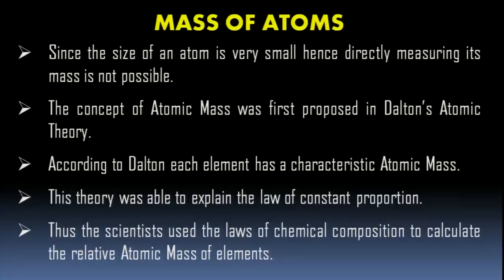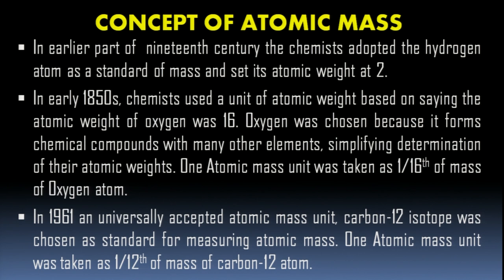Mass of atoms. Since the size of atom is very small, directly measuring its mass is not possible. The concept of atomic mass was first proposed in Dalton's atomic theory. According to Dalton, each element has a characteristic atomic mass. This theory was able to explain the law of constant proportion. We know that. Thus, scientists use the law of chemical composition to calculate the relative atomic mass of the elements. How is it calculated? See here.